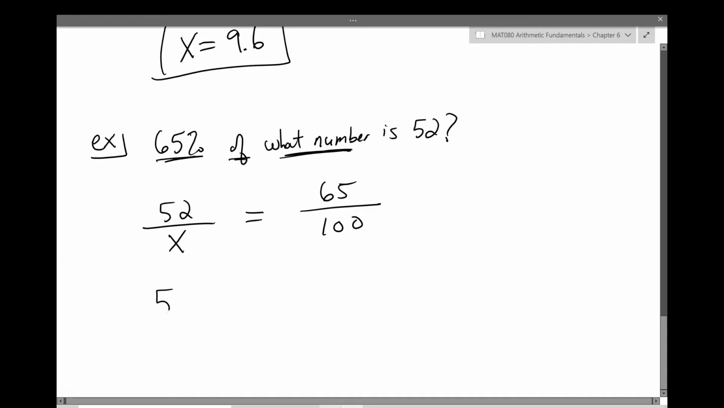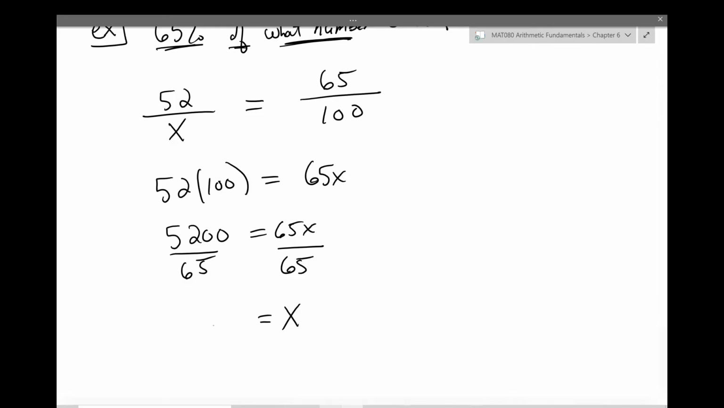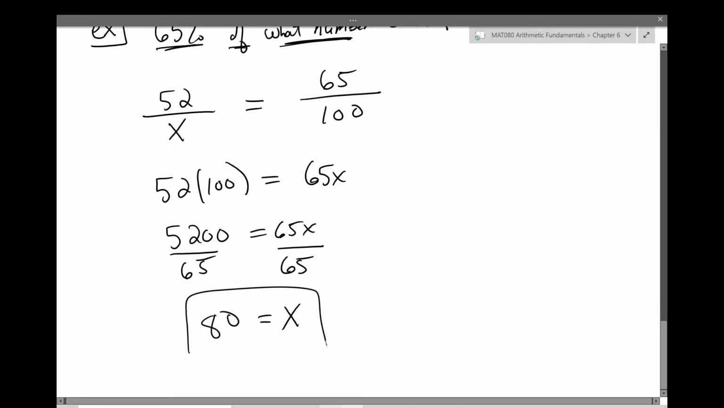Once again, I cross multiply. So I get 52 times 100 equals 65x. 52 times 100 is 5,200, so 5,200 equals 65x. Then I divide both sides by 65 to give me x equals 5,200 divided by 65, which is 80. So the answer is x equals 80. All right, let's try another one.